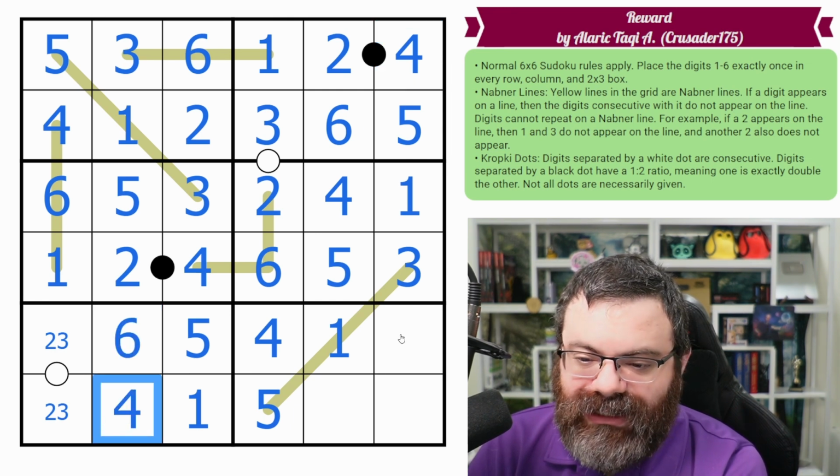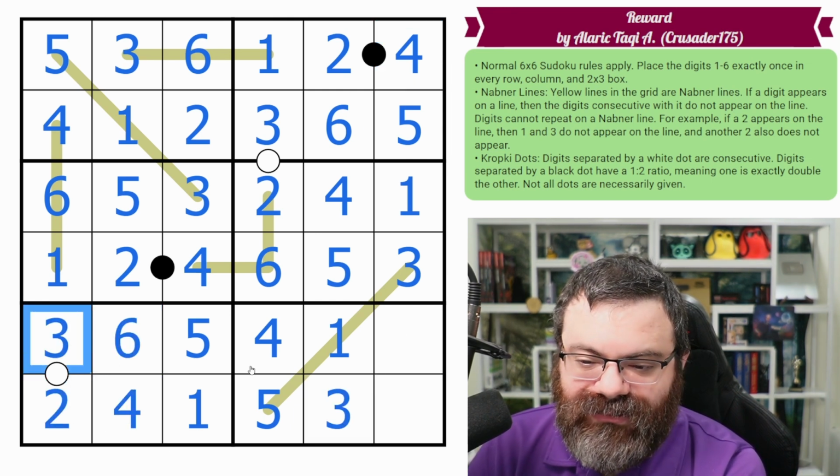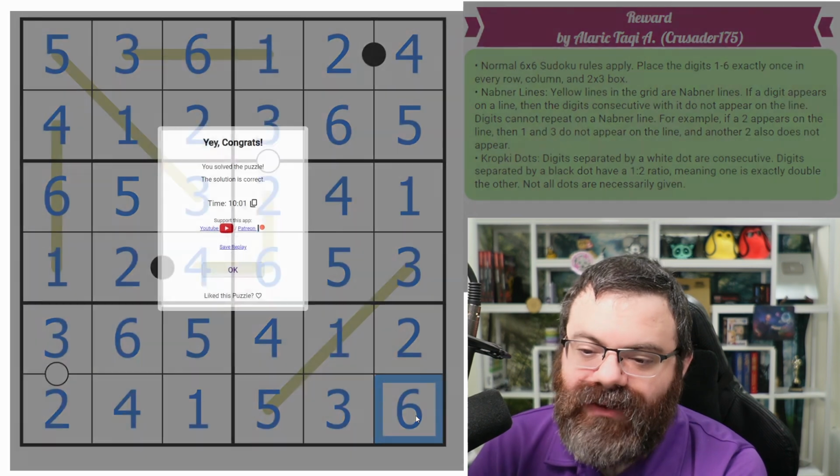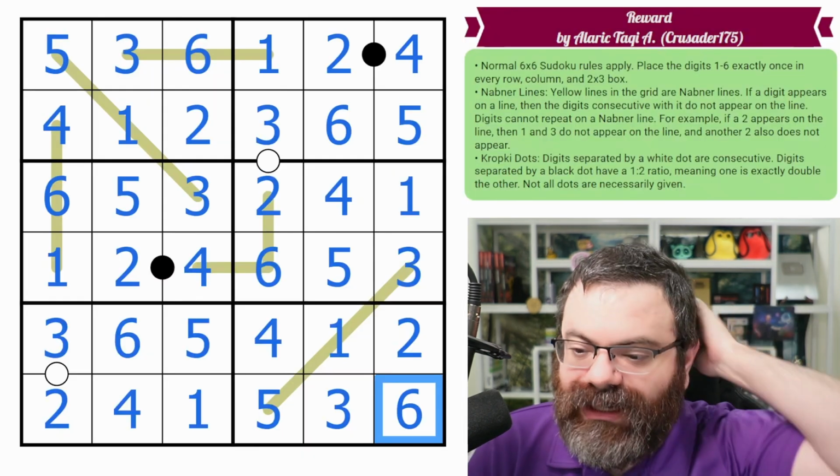6, 4. And then this digit's a 3, giving us the 2, 3. And then we need 2 and 6. They go in that order. And we're done. This was a neat puzzle.